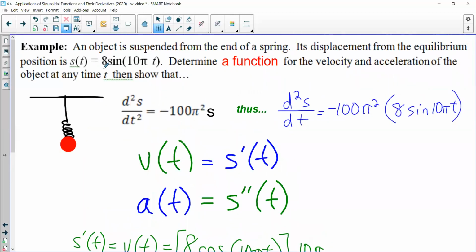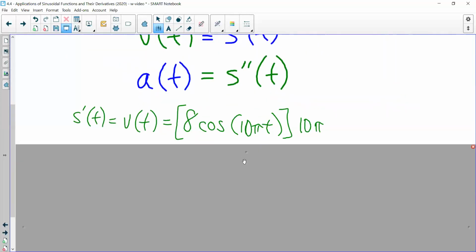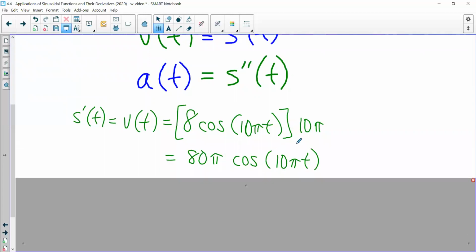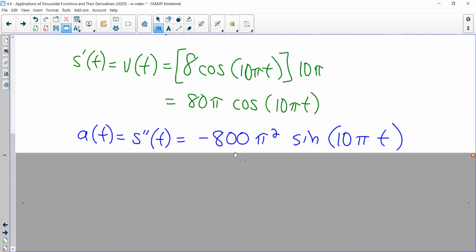So again, just to make sure we're clear on that, keep the coefficient of 8. Derivative of sine is cosine, keep the angle the same, but then the chain rule requires us to take the derivative of that angle expression, and pi is a constant. So the derivative of t is 1 times 10 pi is 10 pi. All right, so that's your velocity function. You're also asked to find the acceleration function, so a good idea to simplify this before finding a derivative. So your acceleration is the second derivative, or the derivative of the velocity function. Again, this is just a constant.